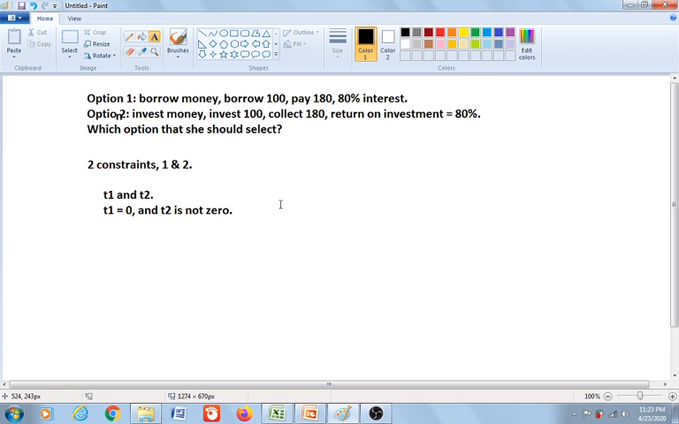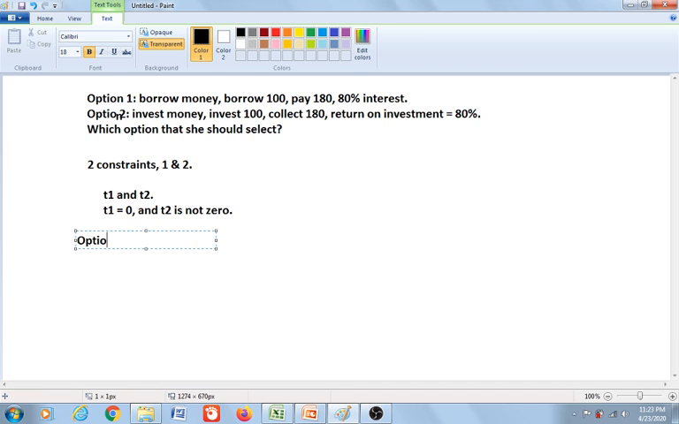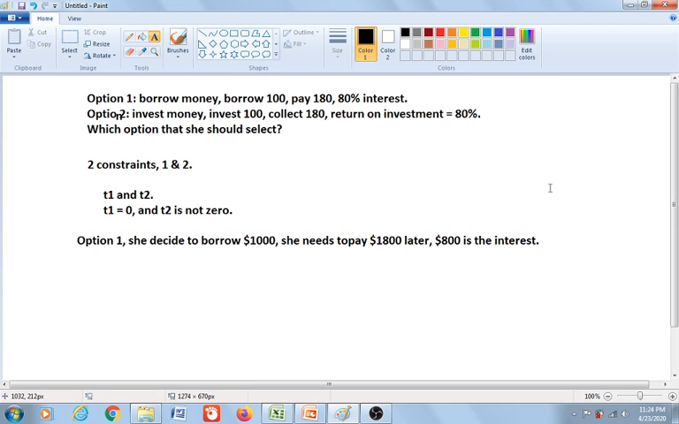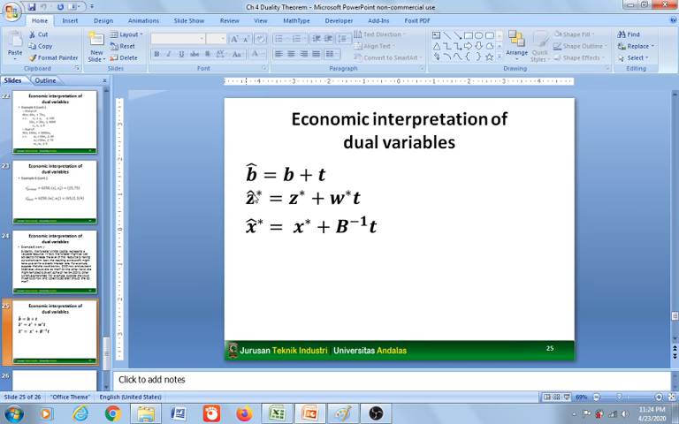Now assume that for option number 1, the forester decides to borrow $1,000. That means she needs to pay $1,800 later, so $800 is the interest. If she decides to borrow $1,000, what will happen to the new value of z star?